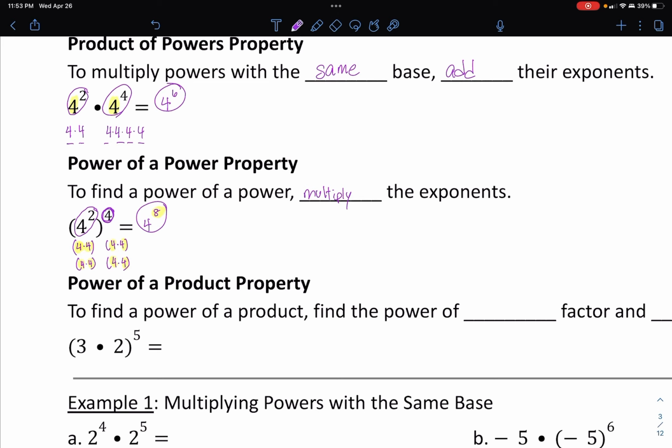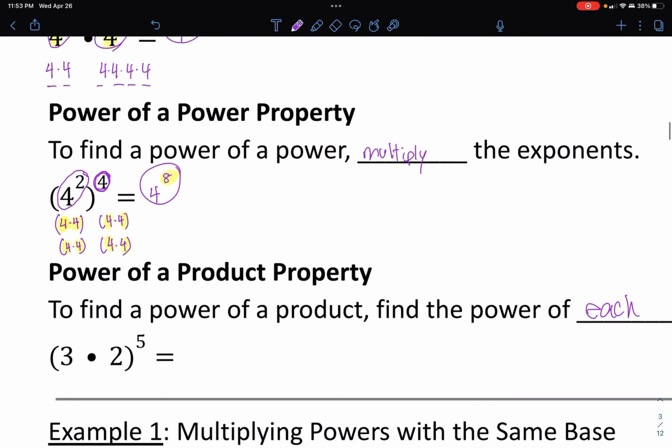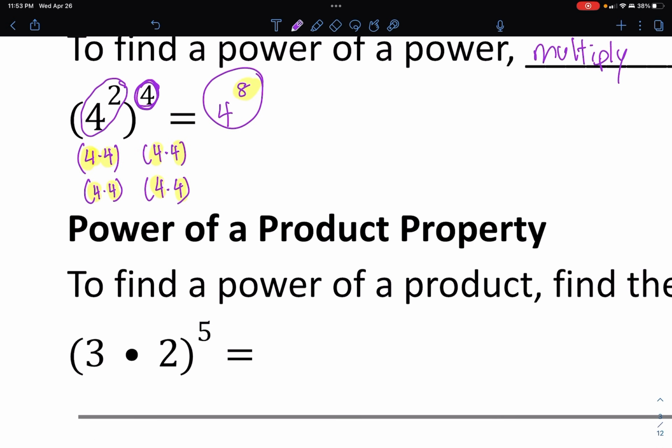The last rule we will talk about today is the power of a product property. To find the power of a product, find the power of each factor and simplify. Actually, I would say the proper word is probably evaluate. So what is this? If I have two numbers like this, or a variable on the inside, I'm going to distribute this 5 to both of those numbers on the inside of my parentheses. So I'm going to have 3 to the 5th and 2 to the 5th power.